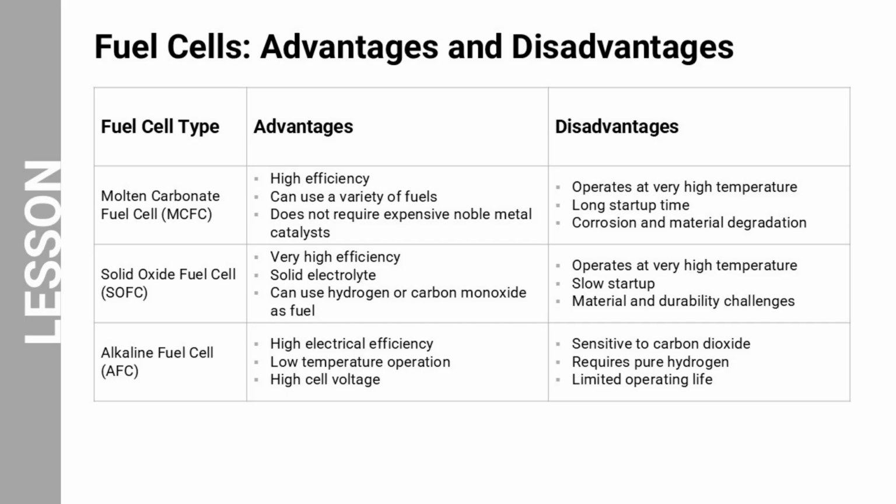Next, we will look at alkaline fuel cells. They operate at low temperatures and produce a high cell voltage. These advantages make them efficient, but they are very sensitive to carbon dioxide and require pure hydrogen. This limits their use to controlled environments.